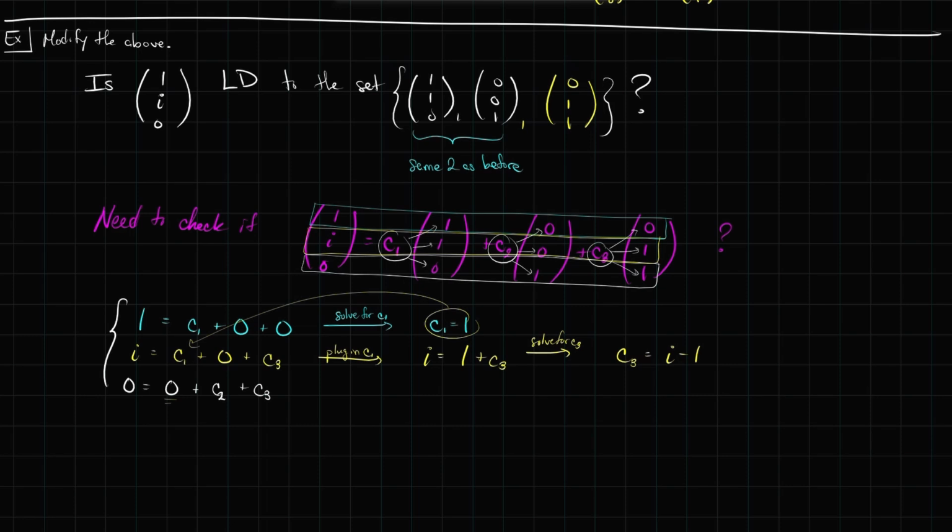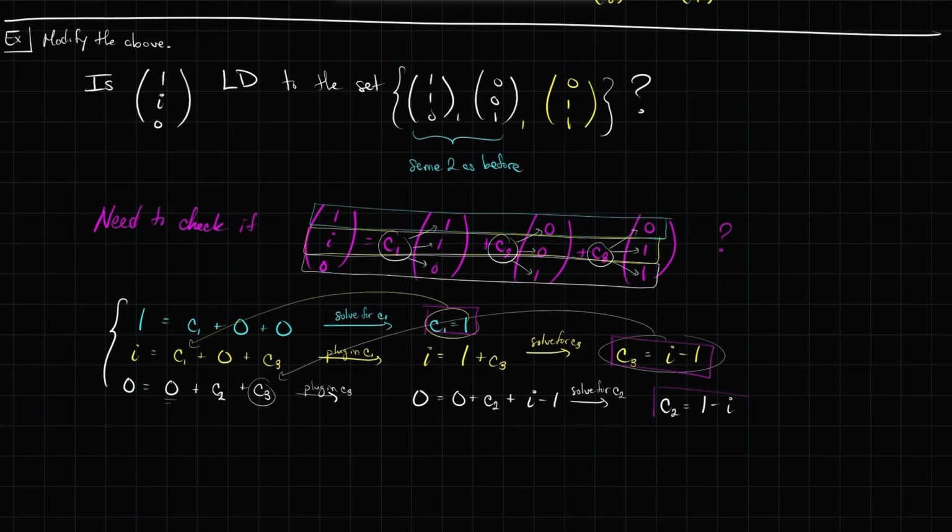Then I can use this value of C3 in the final equation to recover that 0 is equal to 0 plus C2 plus the new value for C3, which was i minus 1, and I can solve for C2. I'm just bringing the i minus 1 to the left-hand side to recover that C2 is 1 minus i. So what I've established is three constants which allow me to construct my original vector from the other three.